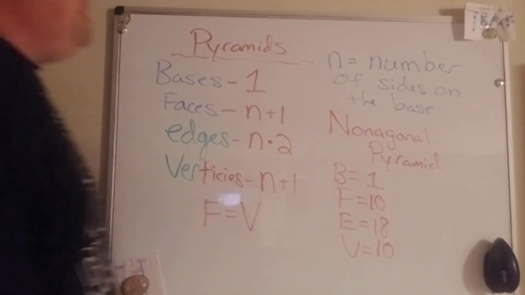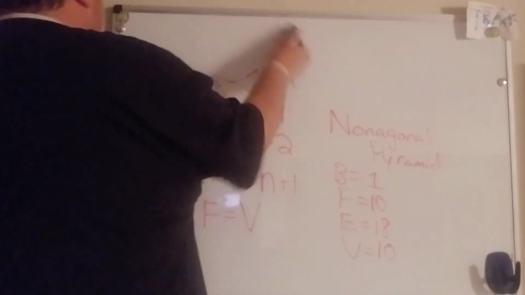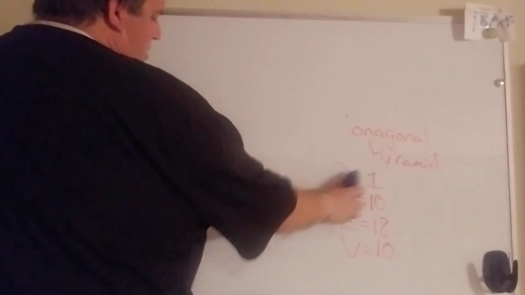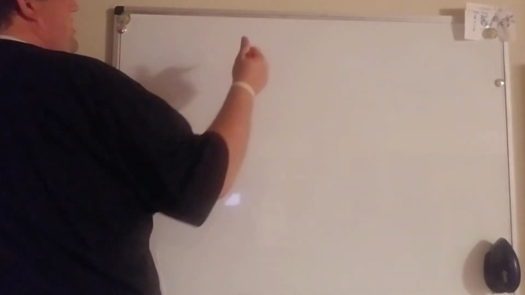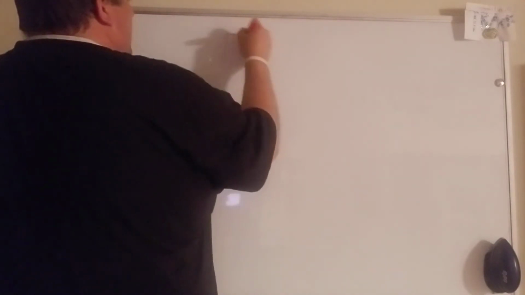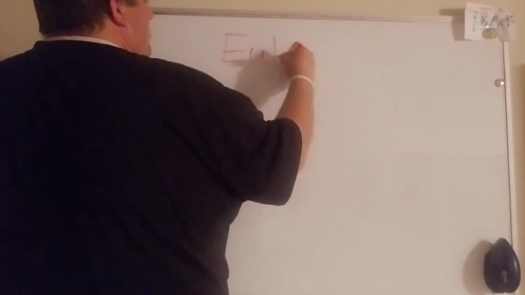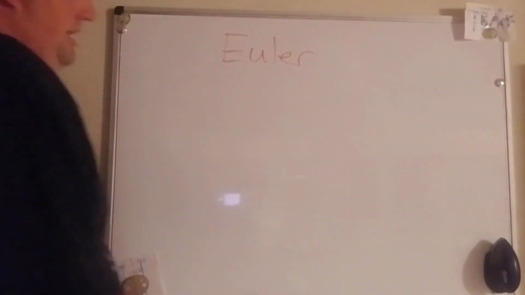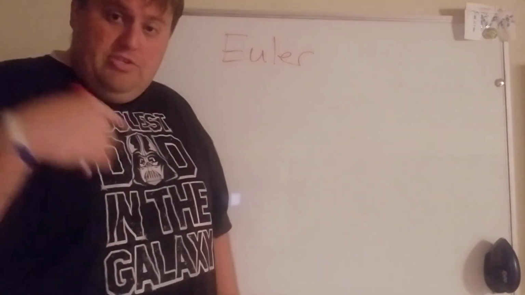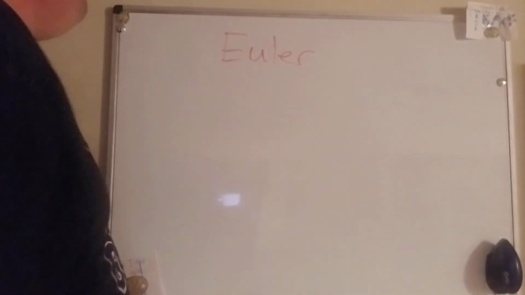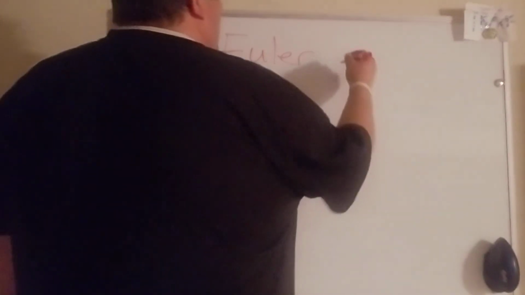There's one more thing that we want to talk about today, and that is Euler's Formula. Now, Euler's Formula has to do with all this stuff. And this guy, Euler, is an OG in geometry. His name looks like this, but it's pronounced Euler. And his birthday is actually the day before mine, which is a fun fact. Probably not the same year.